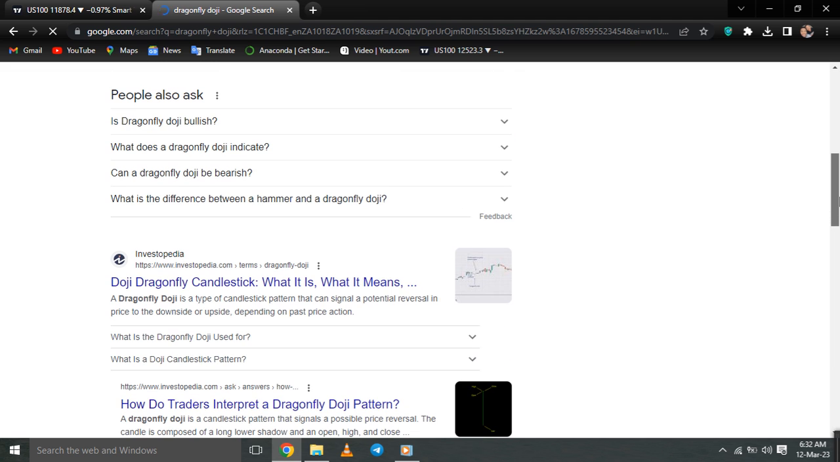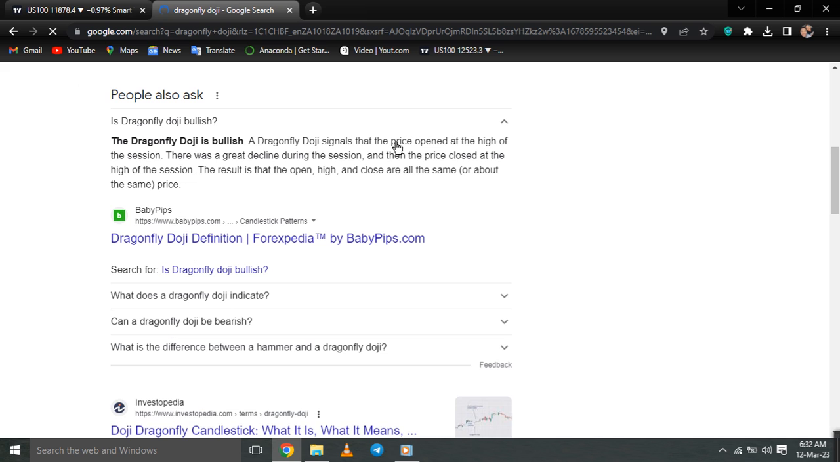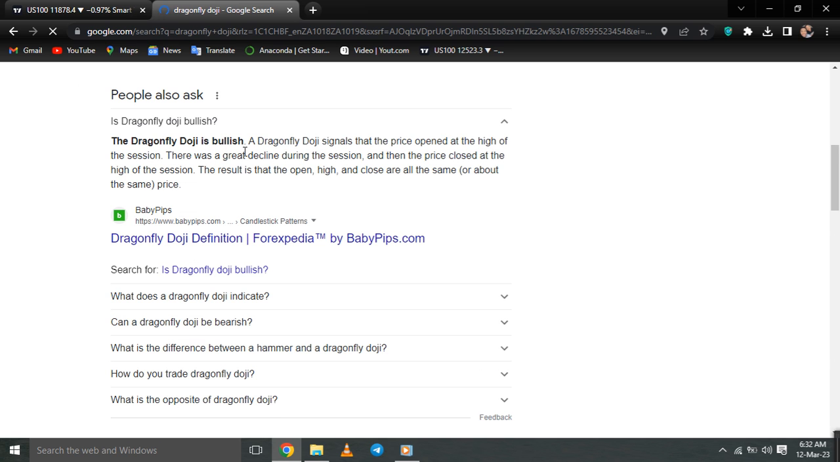I don't know this side. This seems like a dragonfly. Let's check. A dragonfly doji is bullish. I don't need to even read this all the way. A dragonfly doji signals that the price opened at the high of the session, right? So guys, I don't need to go on and on.